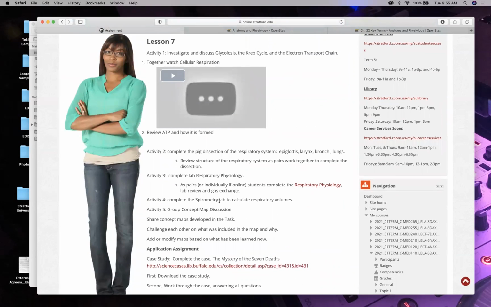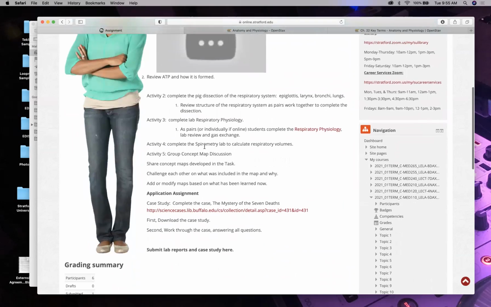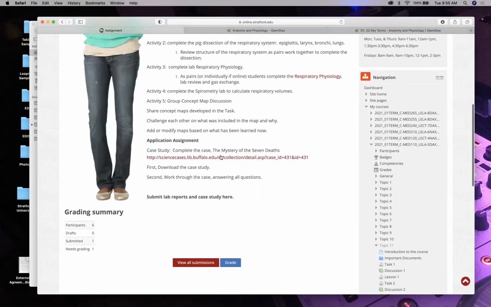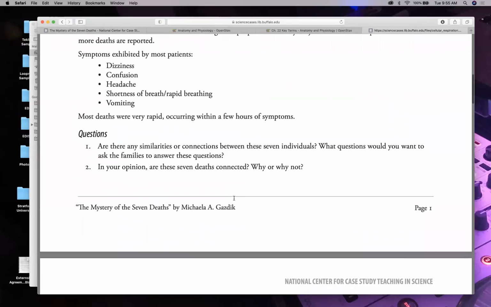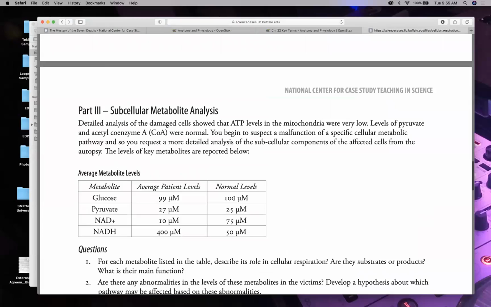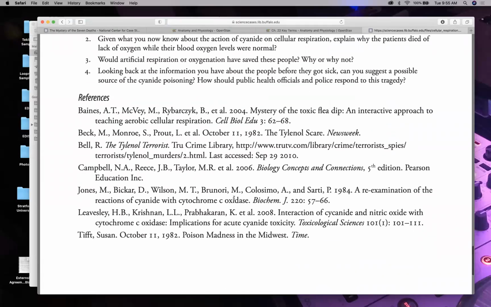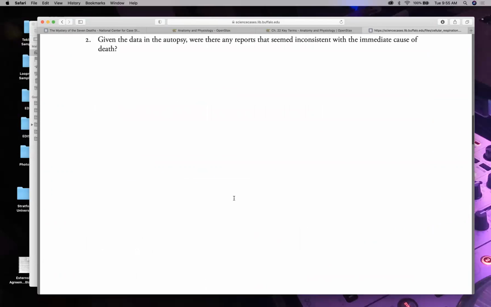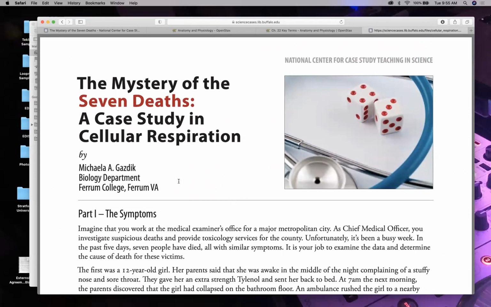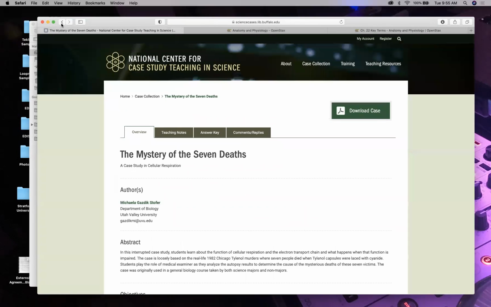Now, all of this stuff, don't ignore all of this stuff, remember, right? What should you be looking at? The case, the mystery of the 7 deaths. So let's click on that. Download case. So let's look at how many pages. This is pretty good. Do all of them. It's pretty quick. So do all questions for the mystery of the 7 deaths, right? And of course, Microsoft Word document, please. And that's about it. That's due next week.